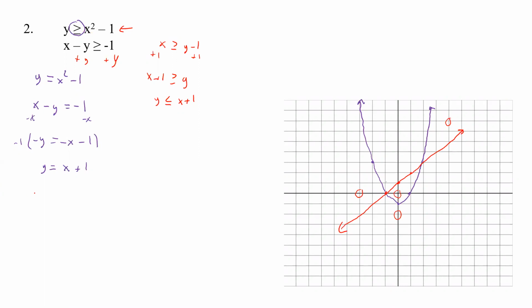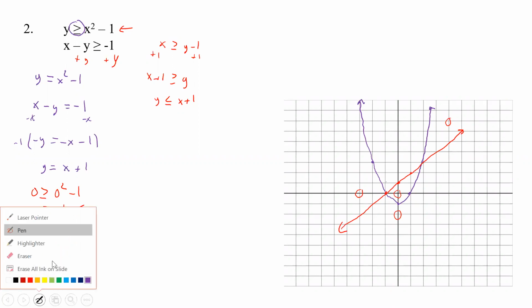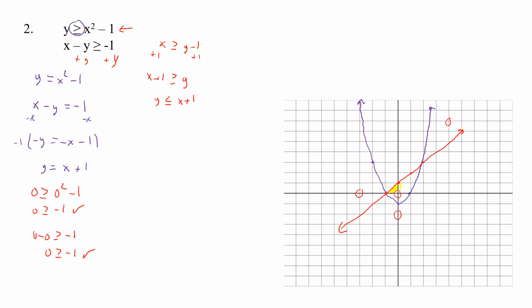So if we plug in 0, 0, we have 0 greater than or equal to 0 squared minus 1, 0 greater than or equal to negative 1. It works for the first one. And on the next one, 0 minus 0 is greater than or equal to negative 1, and 0 is greater than or equal to negative 1. So that works. And so, like I said, we're going to first mark that. Oops, I don't want the pen, I just want the highlighter. There we go. So this area is really what I think the only thing that's going to work.